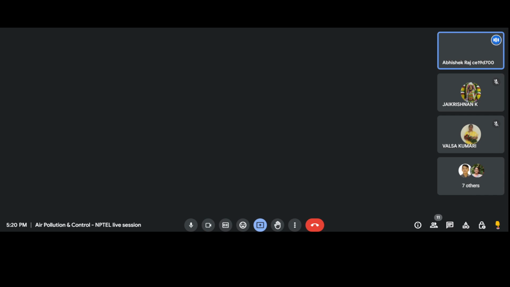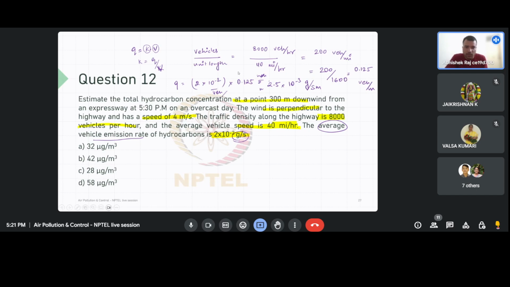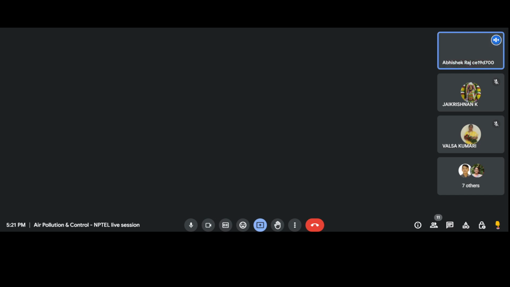Now what we will need is the value of this sigma z. Here we have been given 300 meters, and the stability class is, I think it is not there. Okay, so overcast day, stability class will be, I think, D we can take. So the sigma z will be 12 meters. You can check the graph in the lecture, so that from the graph you can calculate this value of sigma z. I think it is not given here. It should be given, but it's fine.